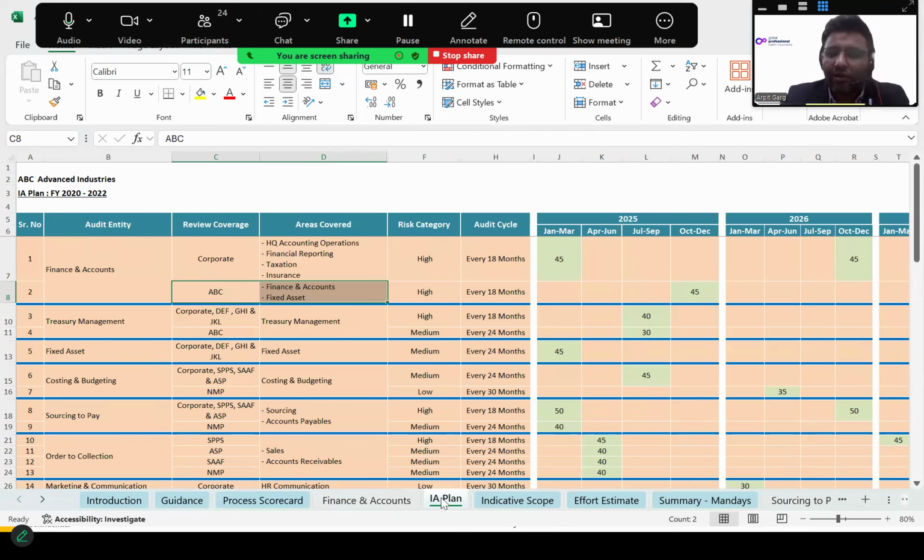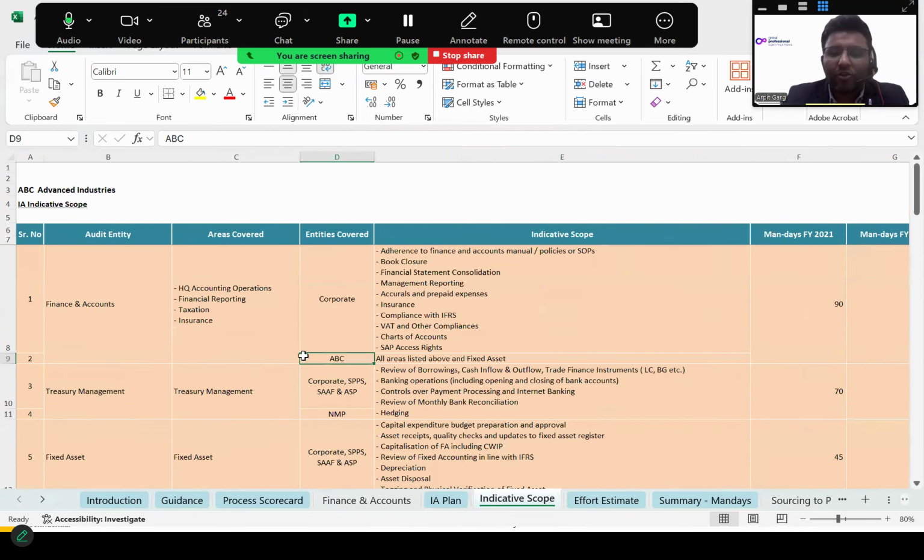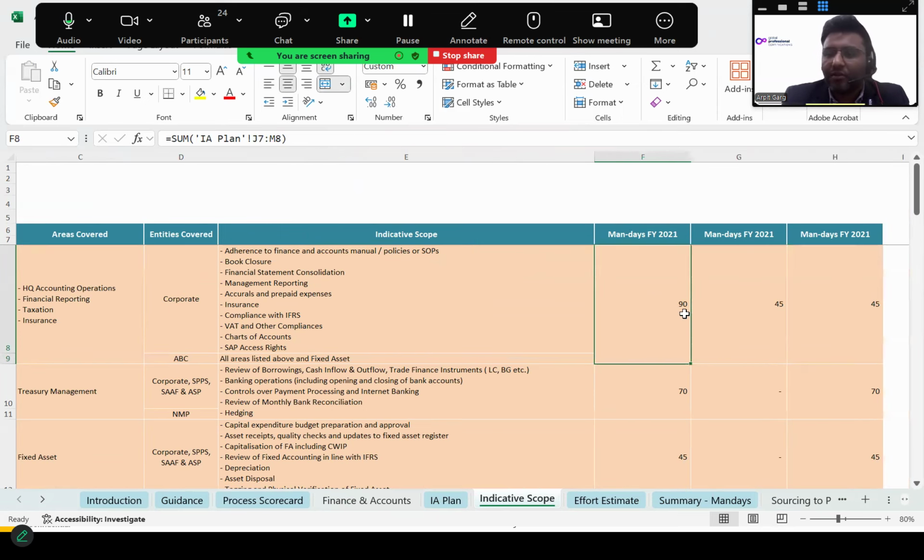So everyone, within the IA plan it also covers the detailed indicative scope, right? So this is the indicative scope in the plan itself, like okay, in finance and accounts, we'll look at these key areas. In corporate, these are the things that we'll check, and maybe X entity we will also check this area. And what are the mandays that we are expecting, right? To do this review, probably I need 90 mandays the first time, and maybe next year I may need a little fewer mandays.